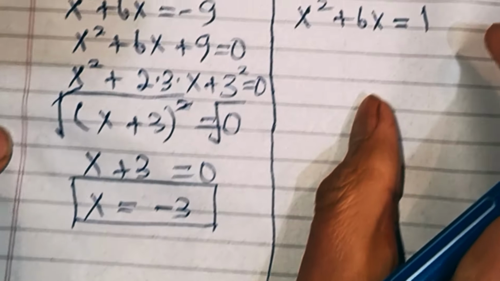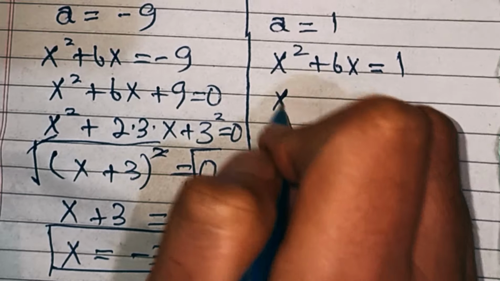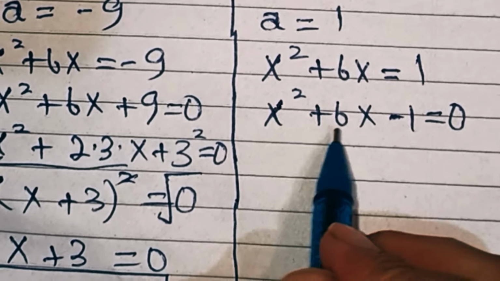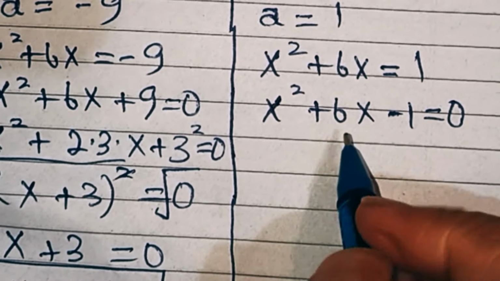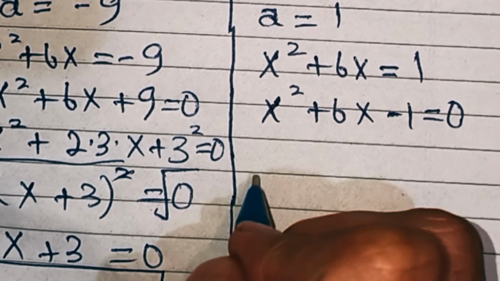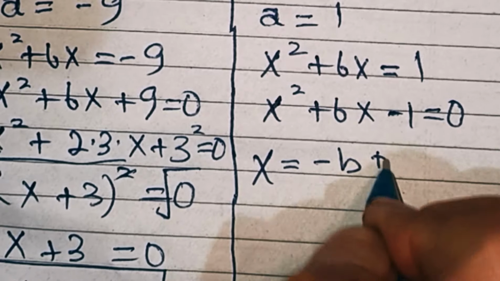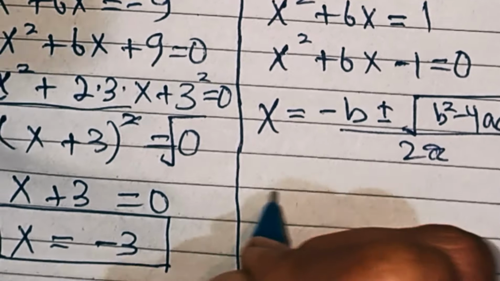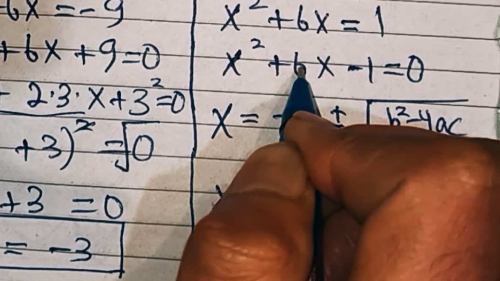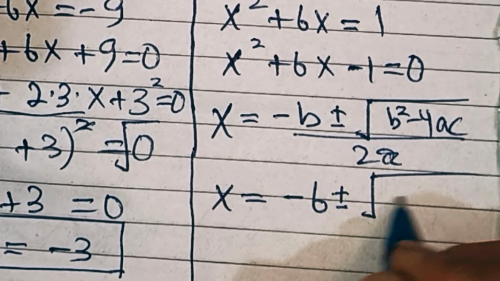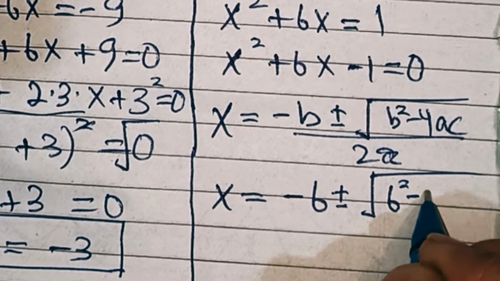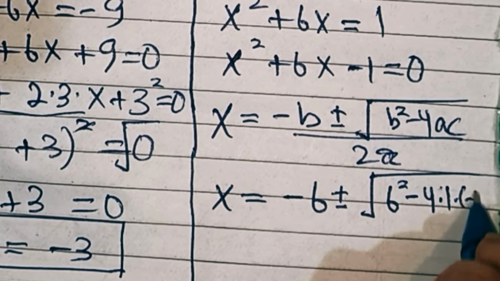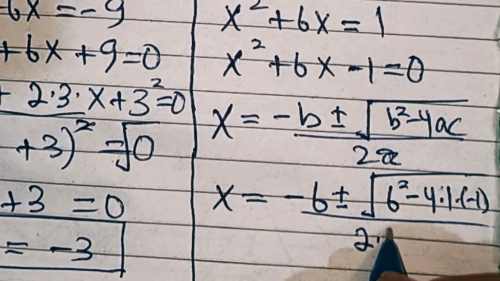Now we'll move to this side. So from here we can write this as x square plus 6x minus 1 equals 0, right? Now, since this is a quadratic equation, so we will solve it by using quadratic formula. And we know quadratic formula is given as x equal to minus b plus minus under root b square minus 4ac over 2a. So that implies that x is equal to negative b, and we know b is 6 plus minus under root b square, that is 6 square minus 4, a is 1 and c is negative 1 over 2 times a, that is 2 times 1, right?